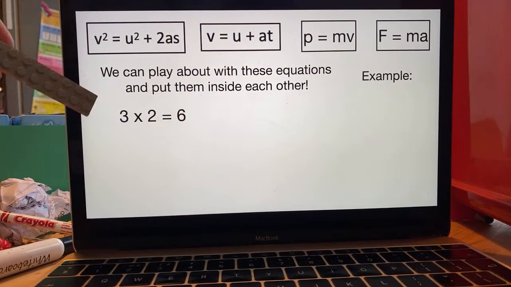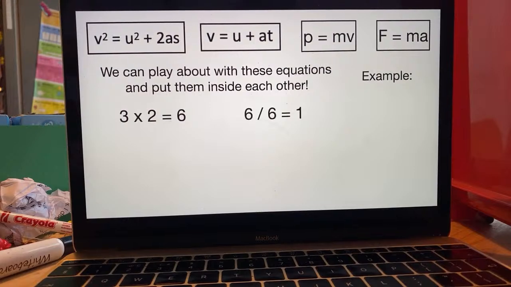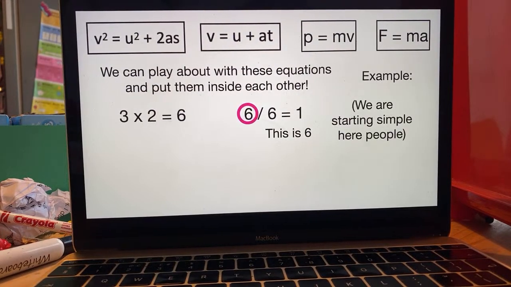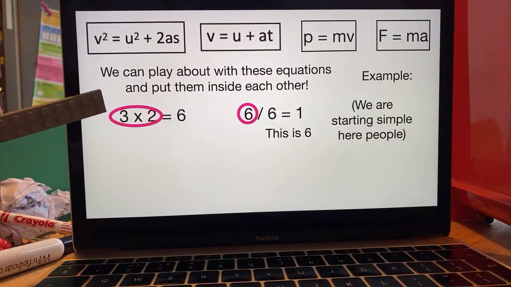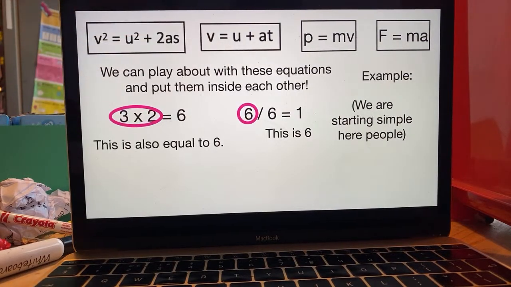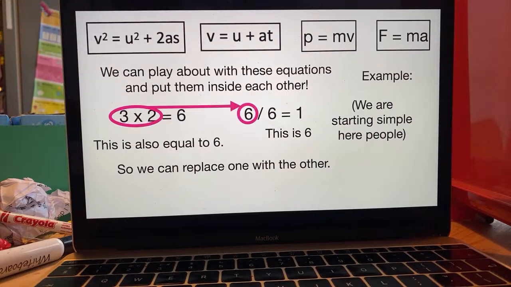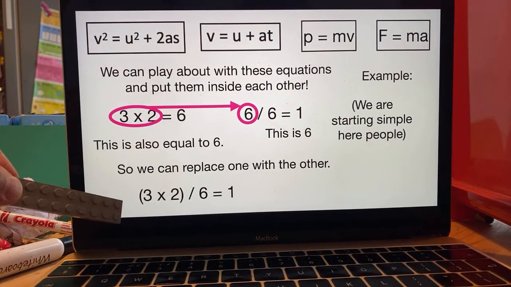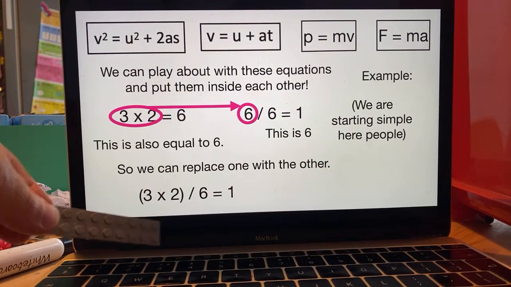Here we have an equation, right? 3 times 2 equals 6. And here's another equation. 6 divided by 6 equals 1. This that I've circled is a 6. We are starting simple here, people. But this equation over here, 3 times 2 equals 6, well, we know that the 3 times 2 is also equal to 6. So hopefully you can see that you can replace one with the other. We can stick 3 times 2 into this last equation in place of the 6, because they're both the same thing. So we end up with what looks like a new equation, right? 3 times 2 divided by 6 equals 6. Okay, good.